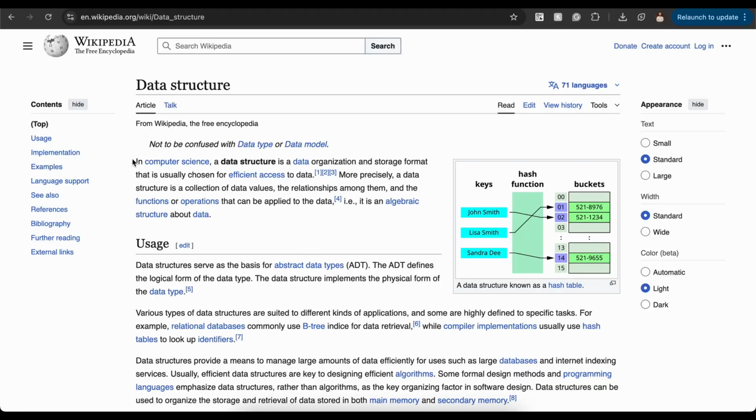So, to answer what data structure really is, according to Wikipedia, a data structure is a data organization and storage format that is usually chosen for efficient access to data. Data structures might sound intimidating, but when you look around, they are everywhere. Understanding data structures is important because understanding it means understanding how computers organize data efficiently. And organizing data efficiently is required for better performance, quicker decisions, and smoother applications.